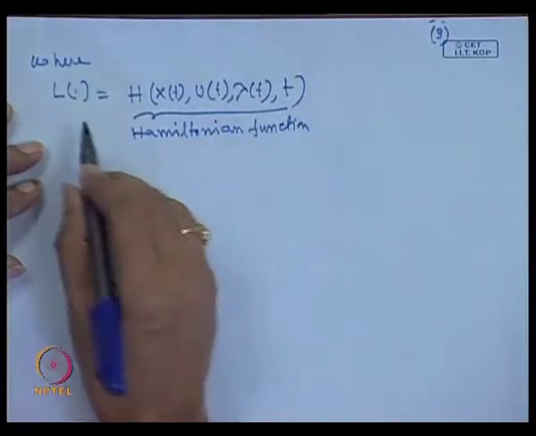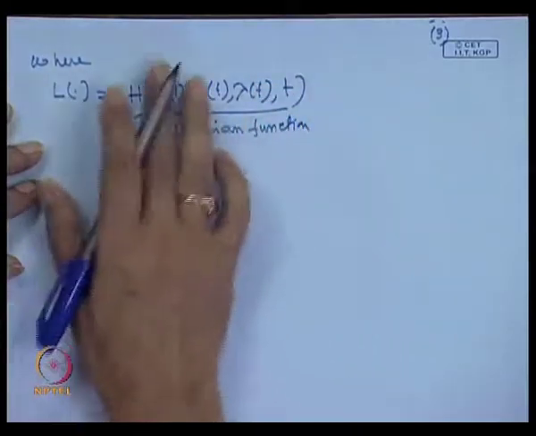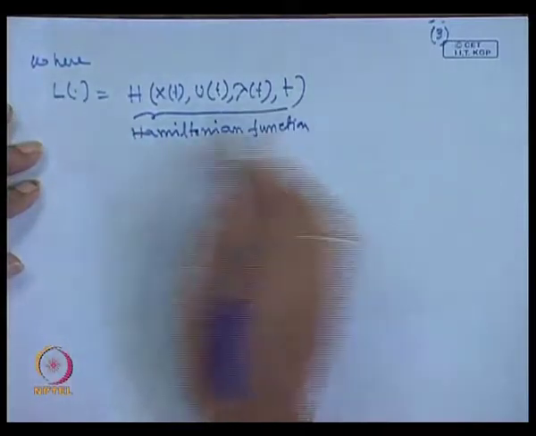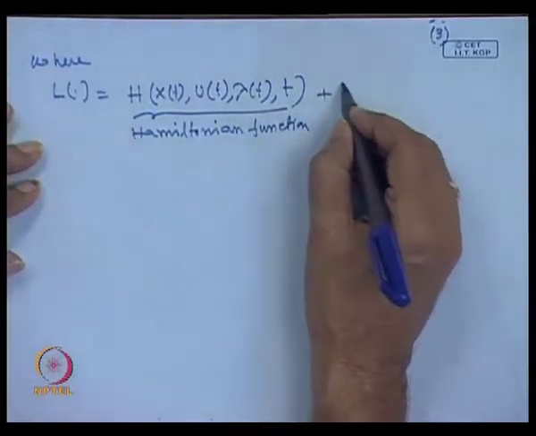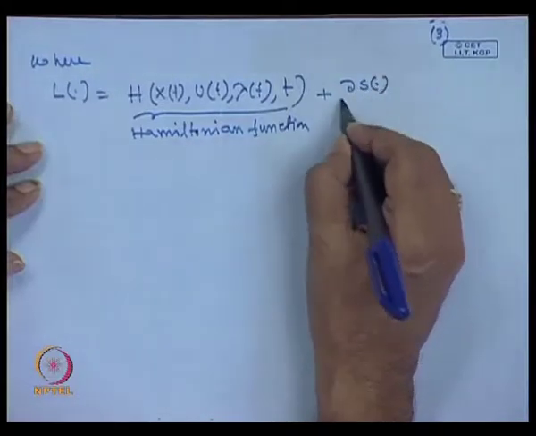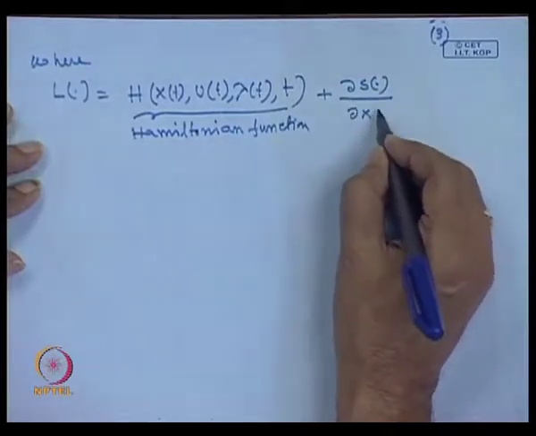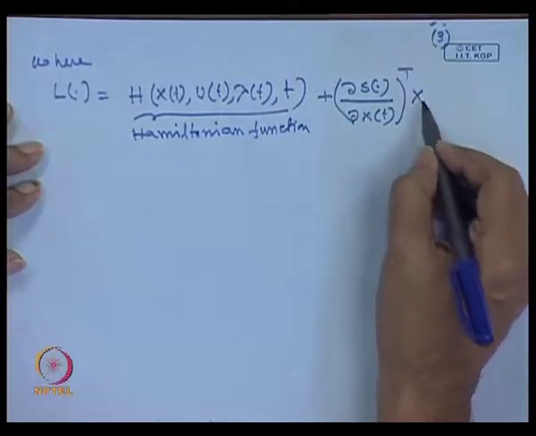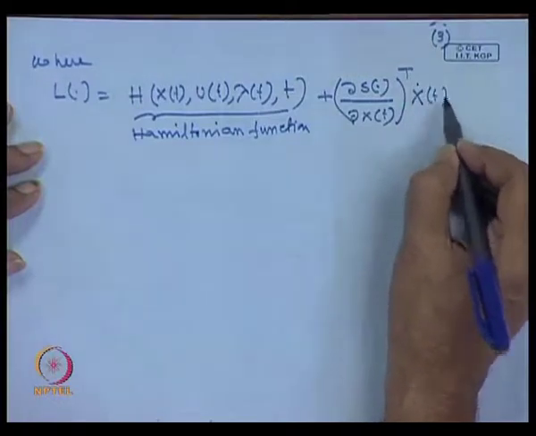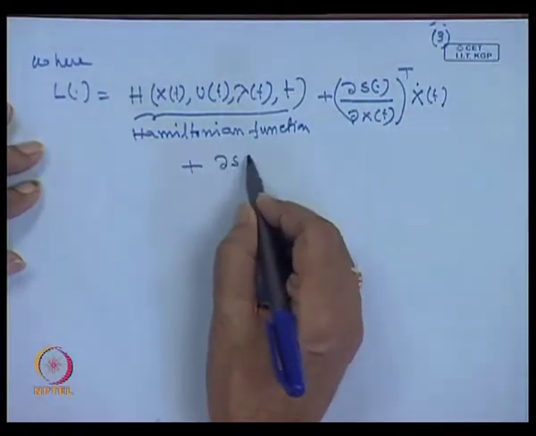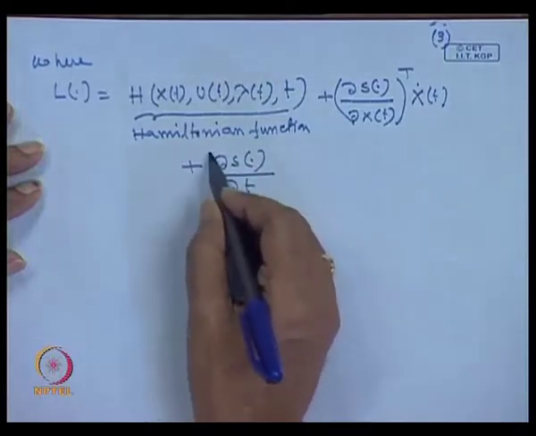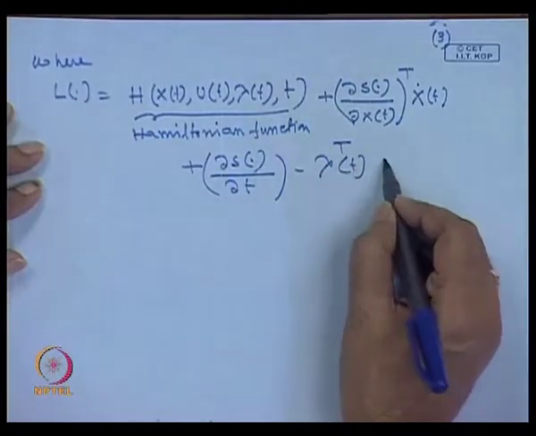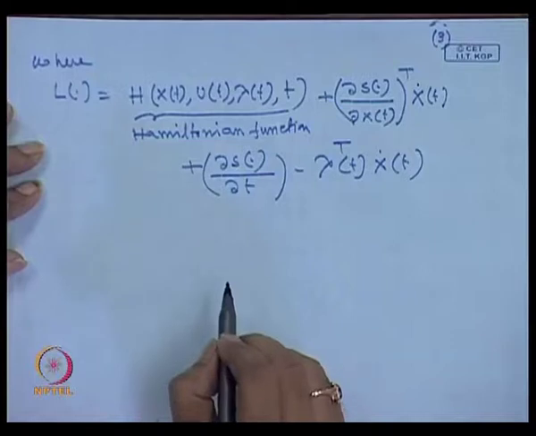So, the Lagrangian function, this Hamiltonian function, if you see what we have considered, we will write it as this, plus del S by del x of t whole transpose x dot of t, plus del S by del t, minus lambda transpose of t x dot of t, agree.